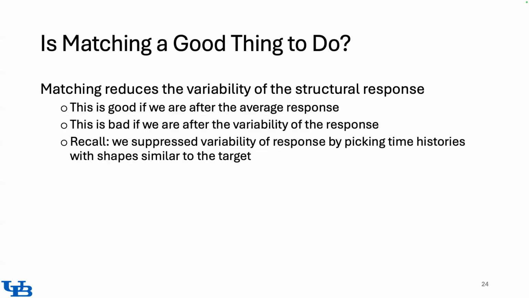And as an example, if your goal is to see whether your structure is safe or not against a single scenario, then in that case, what you're really after is on average whether you are safe or not. So in that case, suppressing the variability is good because you can have a more robust estimate for the mean performance.